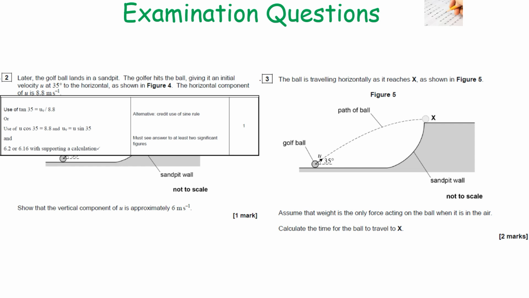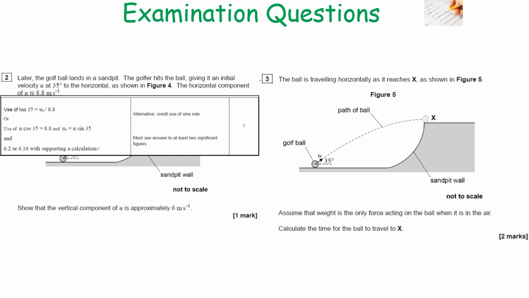Or how I would tend to do it is I would say, well, the horizontal component of u is u cos angle, and that equals 8.8. So what I would then do is use that to work out what u is. So I would say u is equal to 8.8 over cos 35. That gives me the value of u, and then I would say, well, the vertical component of u, uv, is equal to u sine 35.